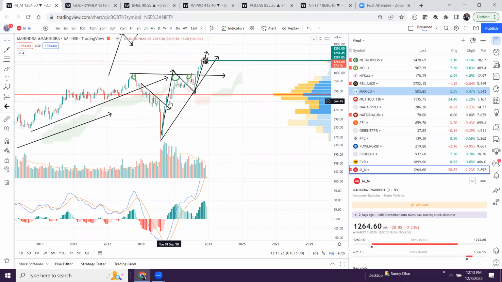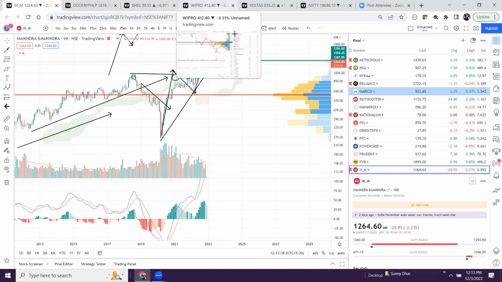And how do we know that this correction is over? We have to go to the lower charts and see whether the three-wave correction is over or not. Now, similarly, if we apply the same concept, let me go to the first.